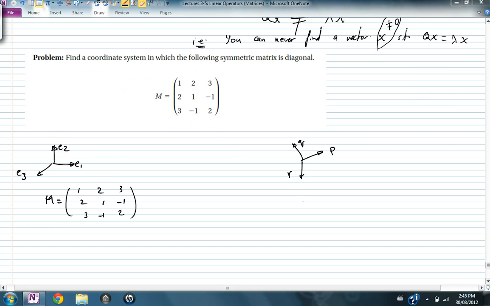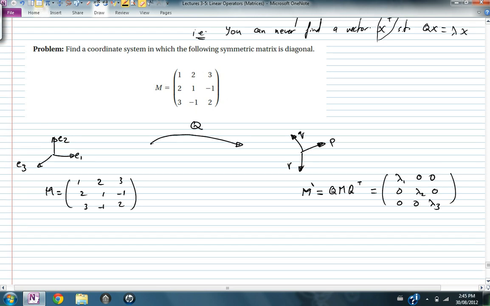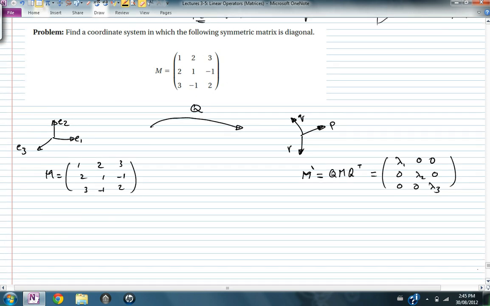In this coordinate system, M prime is equal to Q M Q transpose, and Q is the matrix of transformation between the two coordinate systems. M prime will be a diagonal matrix. So let's find all those values. The first thing we have to do is find the eigenvalues and eigenvectors of M.